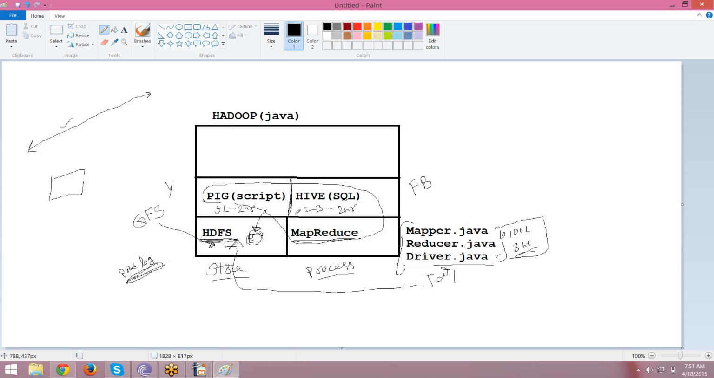In terms of the developer point of view, and even for the company, it will save a lot of time and a lot of resources, right, when they are using Pig and Hive? Absolutely. So that is the reason nowadays most of the companies are using Pig and Hive instead of using MapReduce.